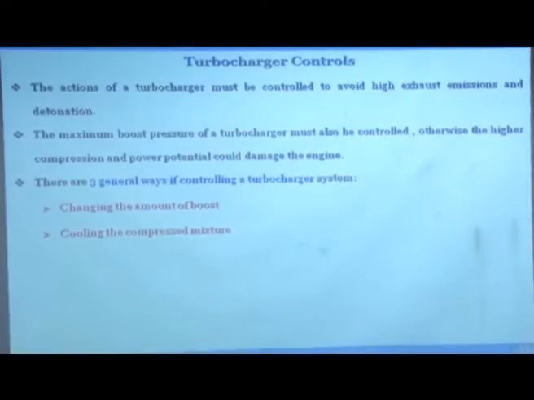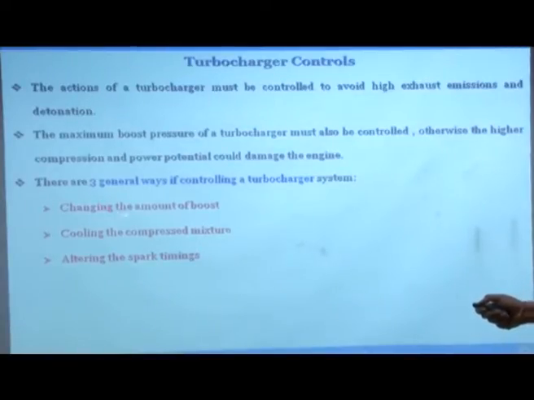Remember, when does the knocking happen? When the last part of the charge in a spark ignition engine achieves high pressure and high temperature. If you can avoid high pressure by changing the boost, you can avoid it. If you can cool the intake charge, then you can avoid the high temperature, both of these things. And then the third thing is that if you can alter the spark timing, retard it, then also you can avoid the knocking. So, these are the three ways in which the knocking can be avoided.